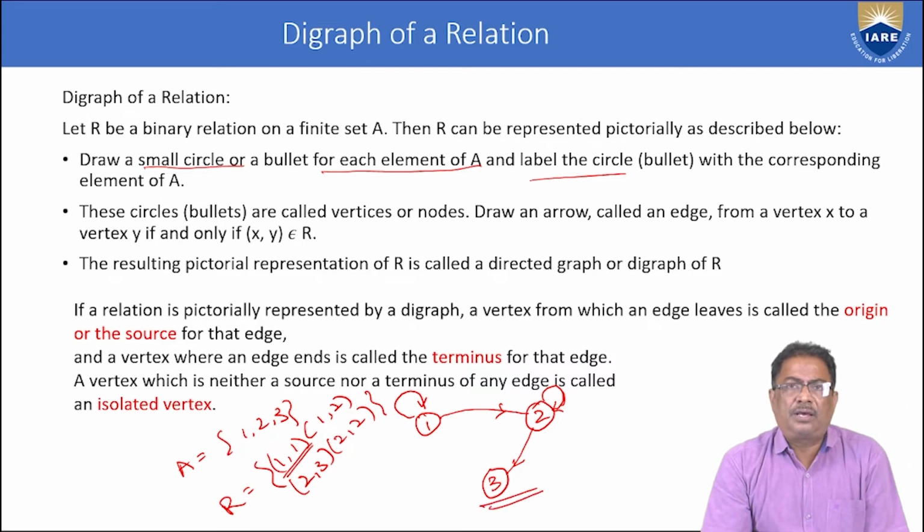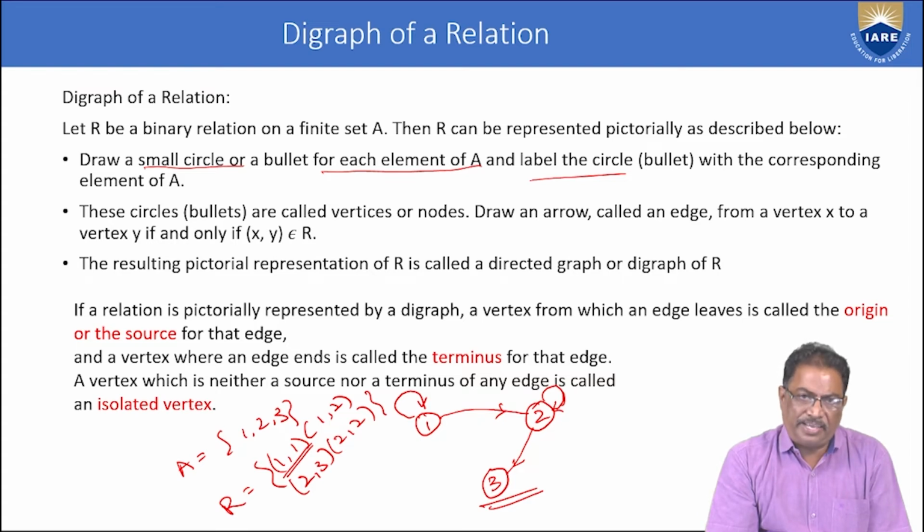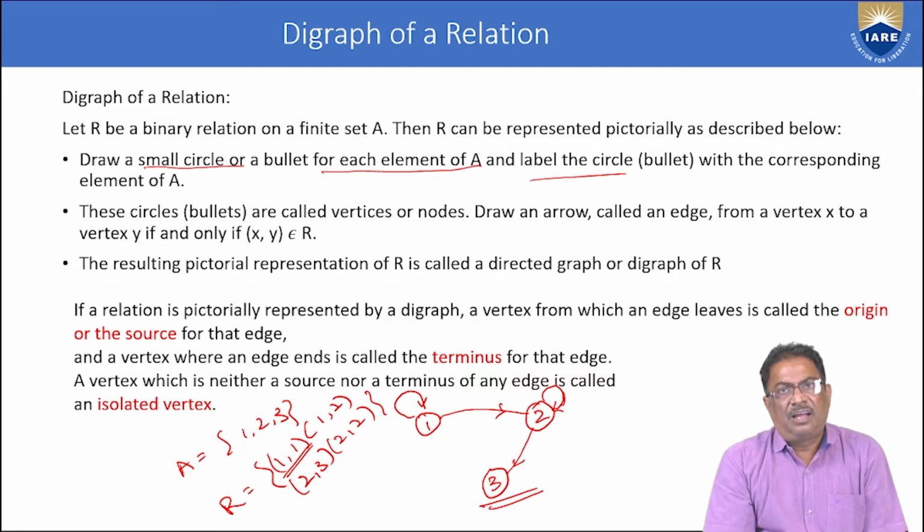See how we are going to draw. There are some principles. Here, draw a small circle. Whatever elements are there in the given set A, we have to consider all the elements and encircle each with a small circle. The number of small circles should be equal to the number of elements of A, and label the circles. And these we are calling nodes or vertices.